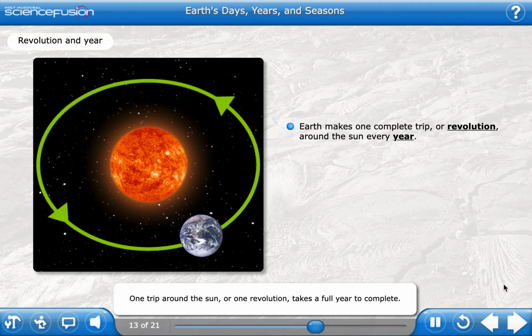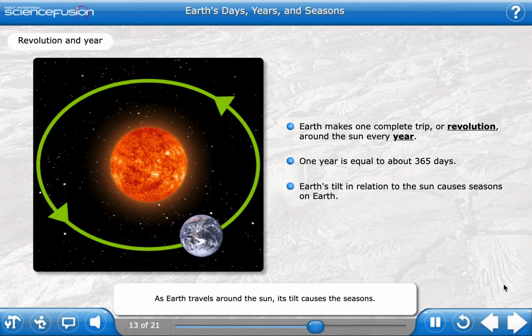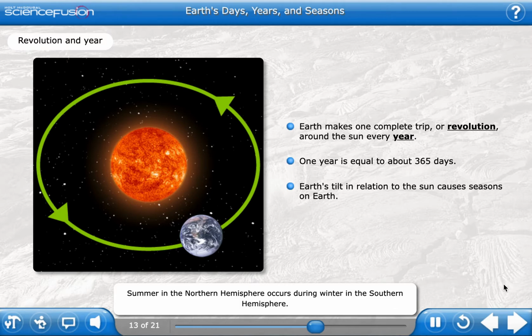One trip around the sun, or one revolution, takes a full year to complete. Recall that a day is a rotation of Earth on its axis. Earth rotates 365 times as it travels around the sun. As Earth travels around the sun, its tilt causes the seasons. Summer in the northern hemisphere occurs during winter in the southern hemisphere.